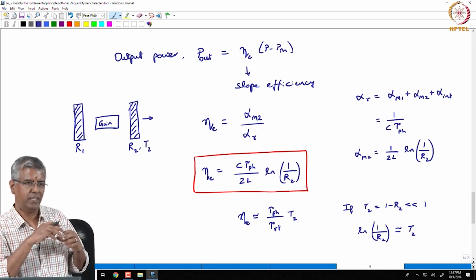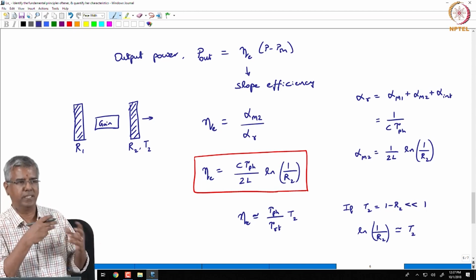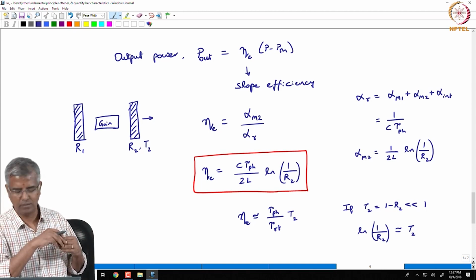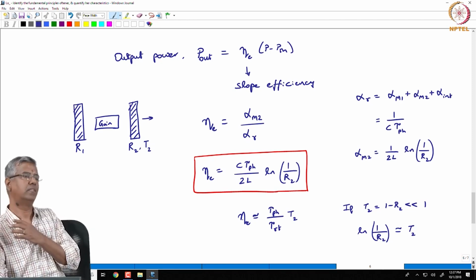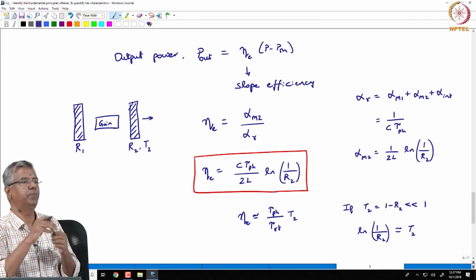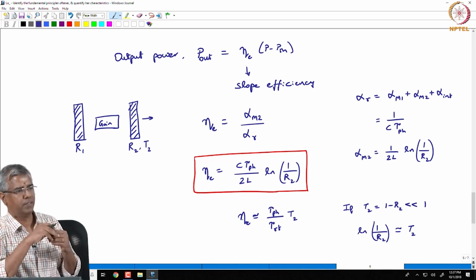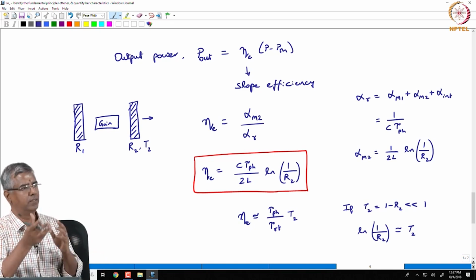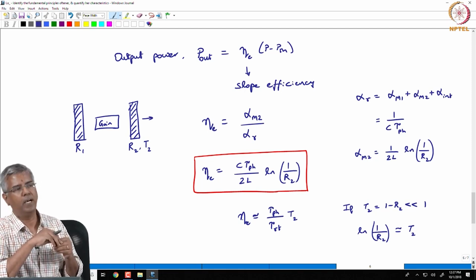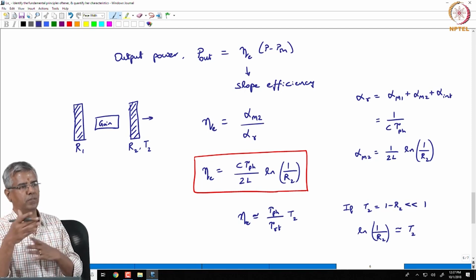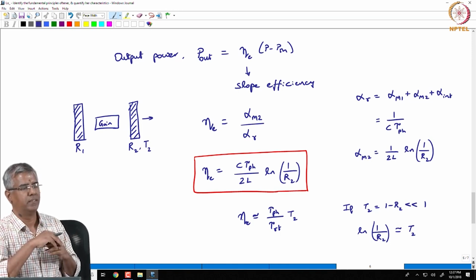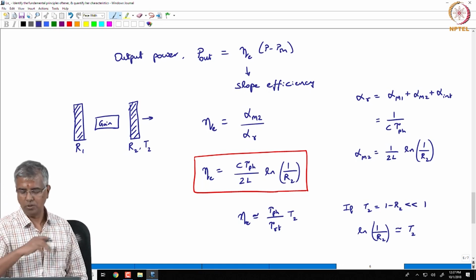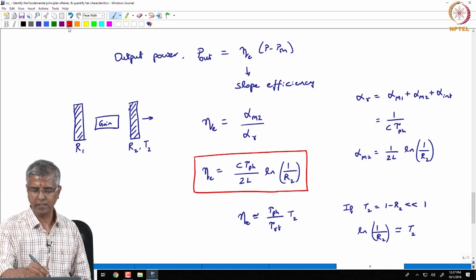But that by itself does not help. You also need to extract this power from the cavity. So, you need to have a sufficiently high transmission so that you can extract power from the cavity. So, these are contradicting requirements.